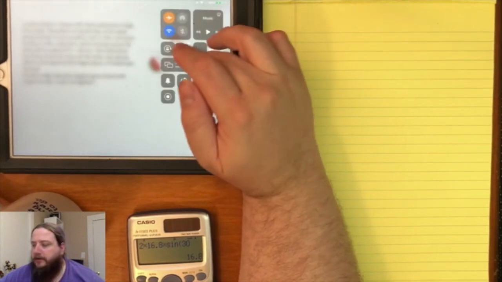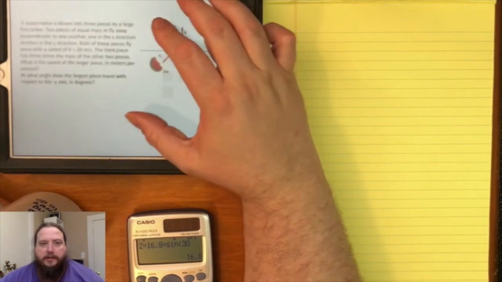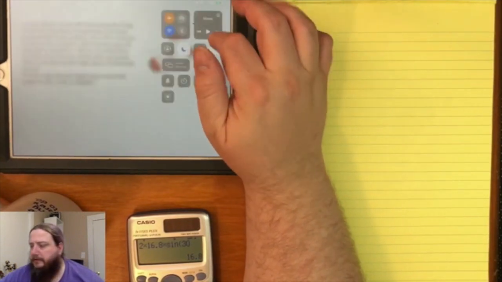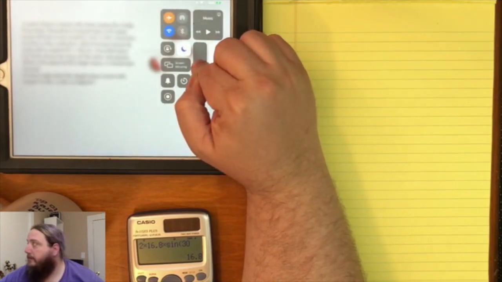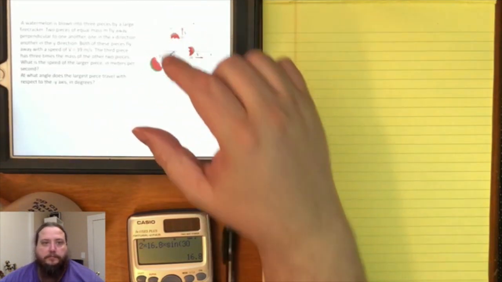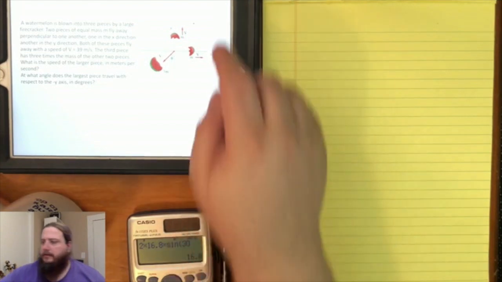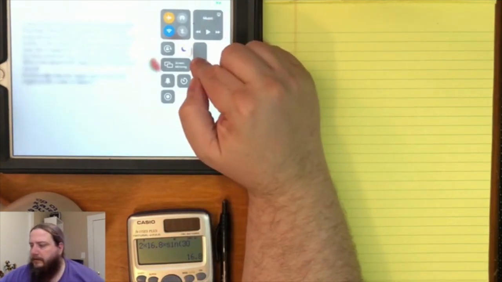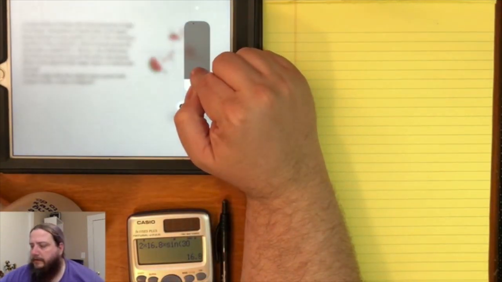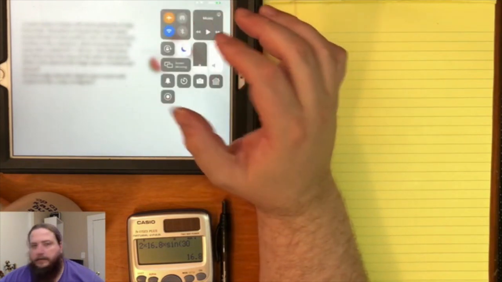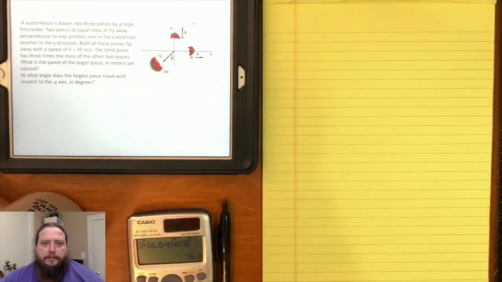And adjust the brightness here. See if we can make that a little bit more visible. Well, I don't know, that helped. Yeah, we'll go with it.